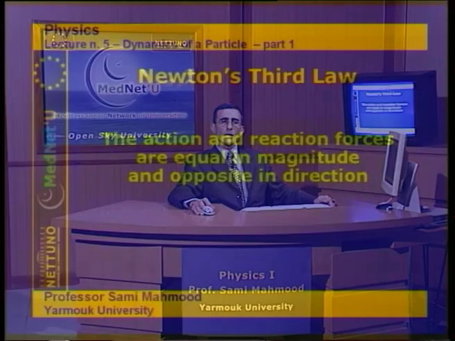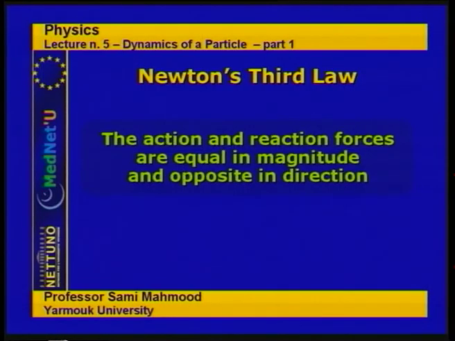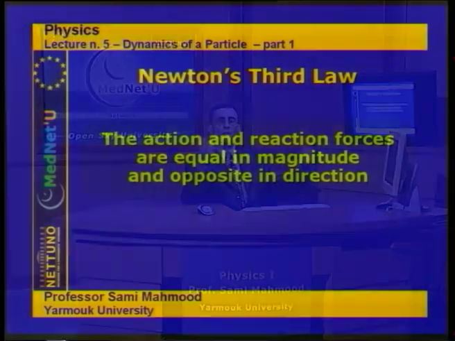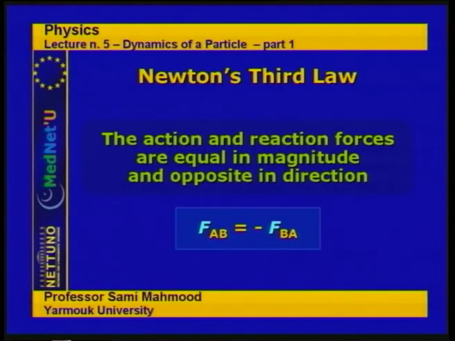However, in Newton's third law, the action and reaction forces are always equal in magnitude and opposite in direction. This is the essence of Newton's third law. The action and reaction, the two interaction forces between two objects, are equal in magnitude and opposite in direction, where FAB, the force acting on A due to B, is equal to minus FBA.